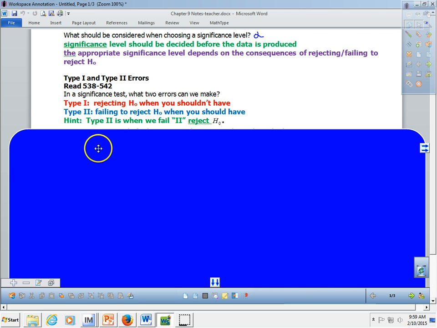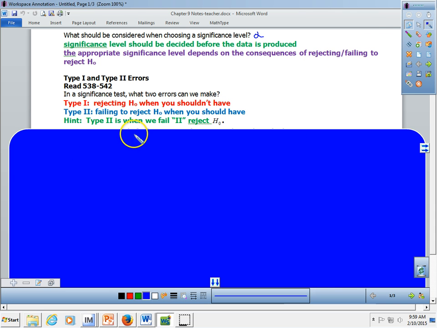A way to remember this is that in a type 2 error, it's when we fail to reject. Type 2, fail to reject H naught. So there might be a way to try to remember which one is which.